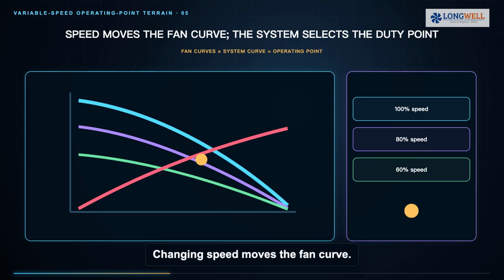Changing speed moves the fan curve. The system curve then selects the operating point at each speed. The point is not chosen by the speed percentage alone. Dampers, filters, coils, duct geometry, and process openings can reshape the system curve and move the delivered airflow and pressure.